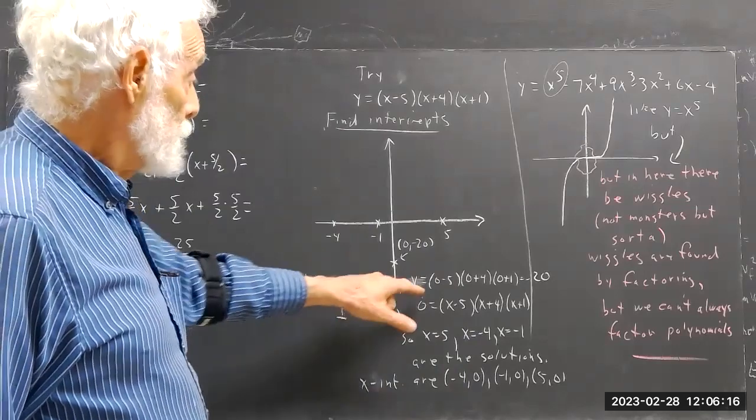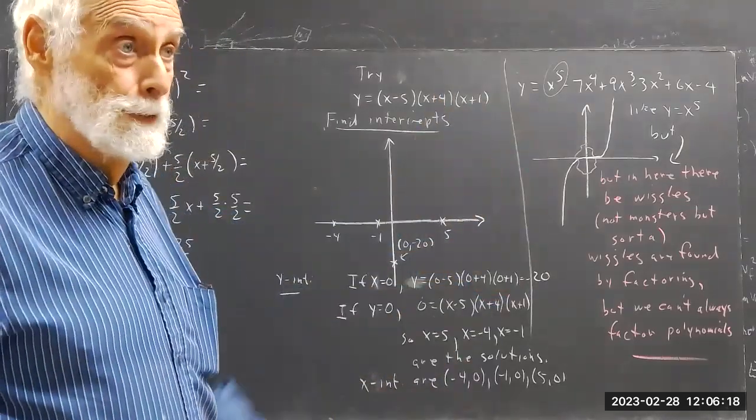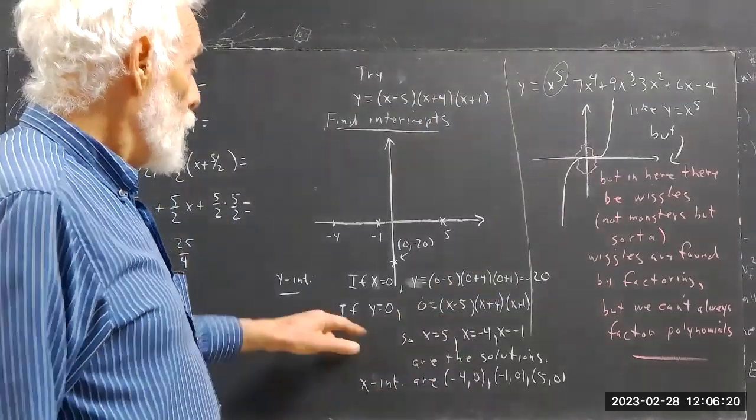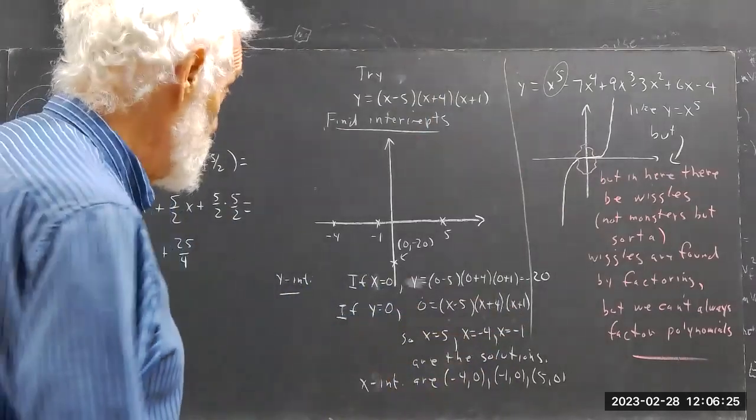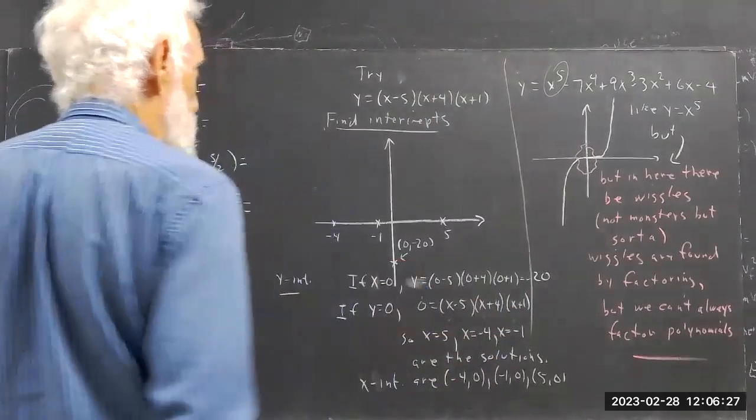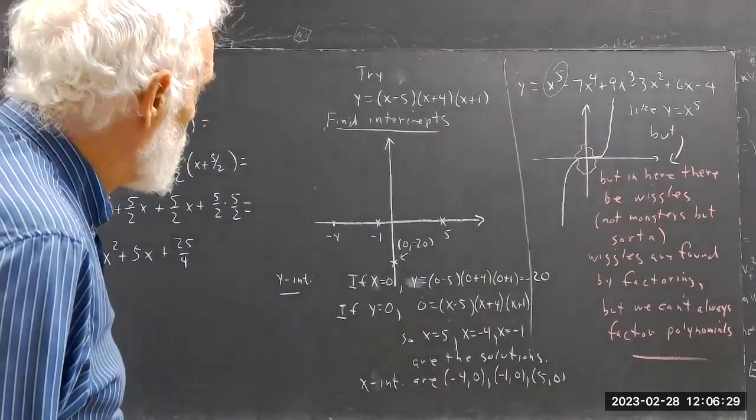If x equals 0, we just plug in 0 and we get a result very quickly. If y equals 0, well, then we've got to set each factor equal to 0 and find what x is. But there we have it.